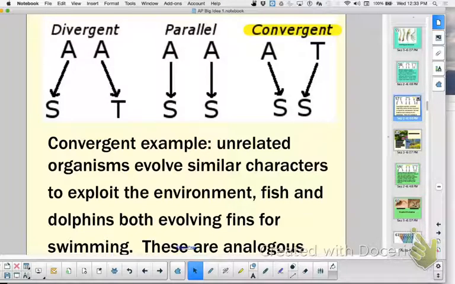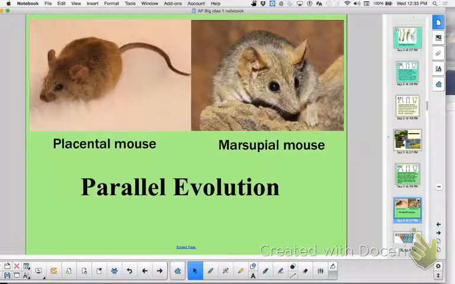So in this way, the example here is fish and dolphins both have fins, but are fish and dolphins closely related? No, okay? They are not, and they don't have a common ancestor, they just have structures that are similar. Parallel evolution is like, we have a common ancestor and we have similar structures. That right here would be a good example. When you look at placental and marsupial mice, they had parallel evolution. They are mammals, they have a common ancestor, and they have similar structures right now.